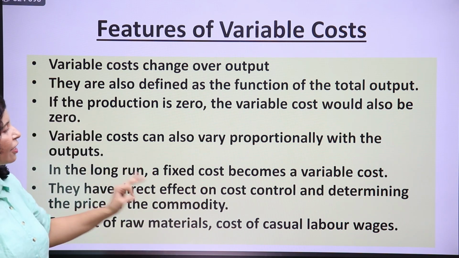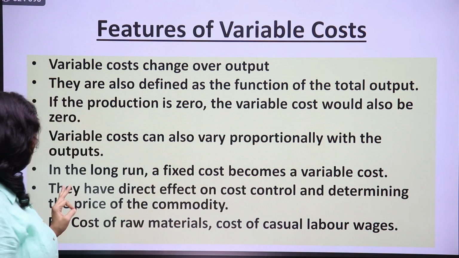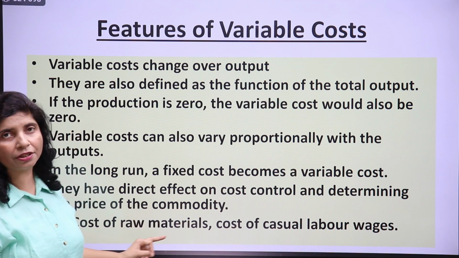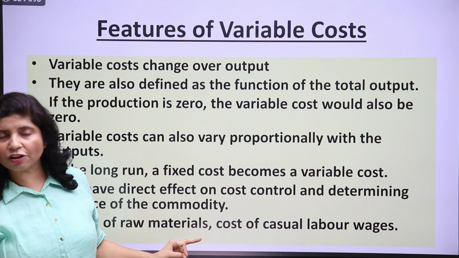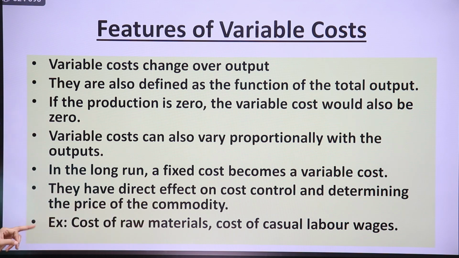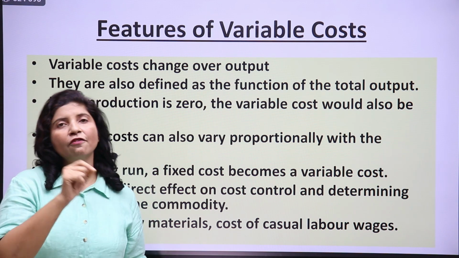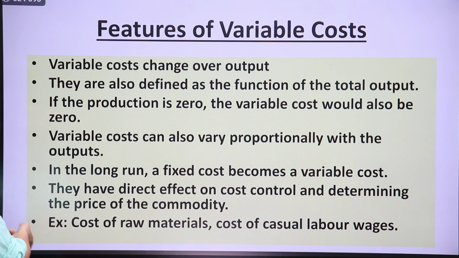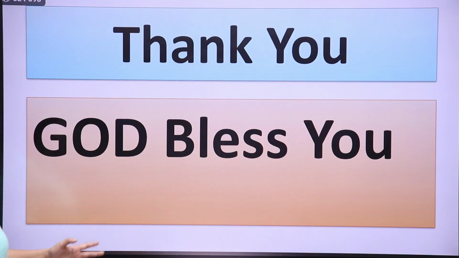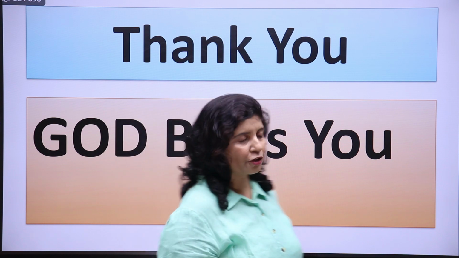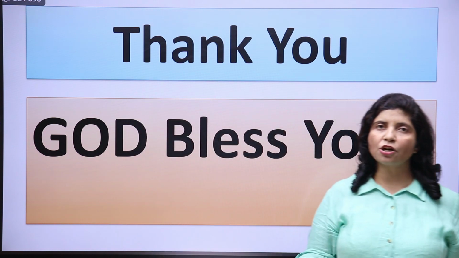They have a direct effect on cost control and determining the price of the commodity. Variable cost directly impacts the price of the commodity and is important for cost control measures also. For example, the cost of raw materials and the cost of casual labor impact your cost of commodity and the price of commodity. So we have completed the components of total cost, that is total fixed cost and variable cost.